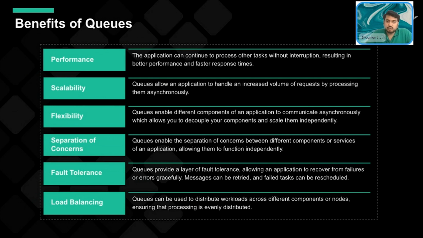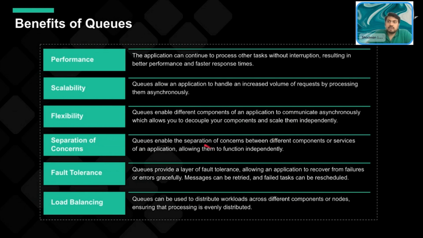If we talk about flexibility, as we are using queues, we can perform the communication of different components in asynchronous mode with the help of queues. This helps you to decouple your components and communicate between them through the queue. Separation of concerns between different components, as every component will be independent and decoupled. So it enables you to introduce separation of concerns between different components and communicate by the help of queues.